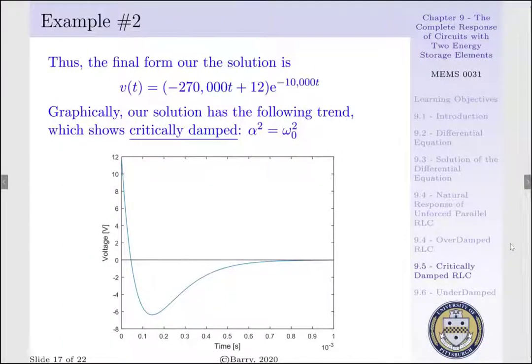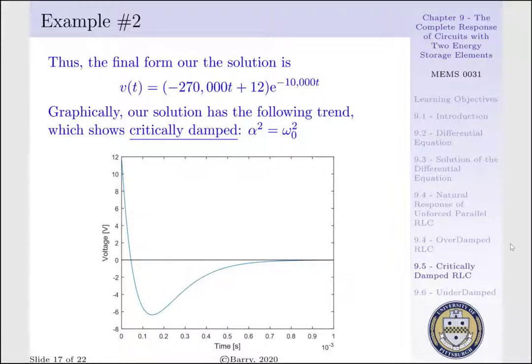Thus, the final form of our solution is v of t is equal to minus 270,000 t plus 12, times e to the minus 10,000 t. Graphically, our voltage starts at 12 volts and approaches minus 6 volts approximately around 0.1 milliseconds, then asymptotically approaches our steady state solution of 0 volts. Since alpha squared was equal to omega naught squared, this solution is known as critically damped.